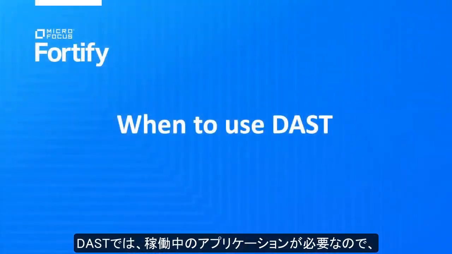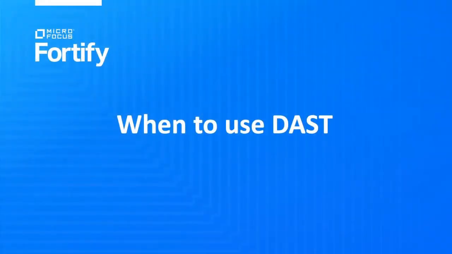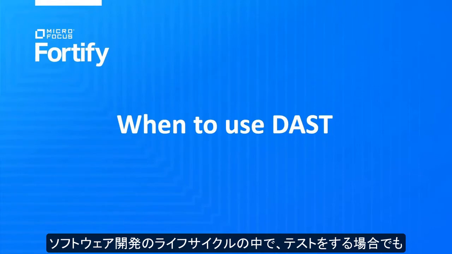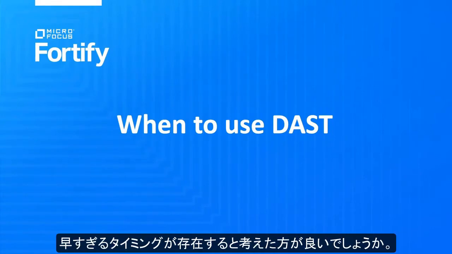Yeah, I think that's a great point that you bring up. And when we talk about DAST, from what I understand about DAST versus SAST, with SAST you have access to that source code. With DAST, you need a running application. So is there a point in the software development lifecycle where it's almost too early to test because you need the app to be up and running?